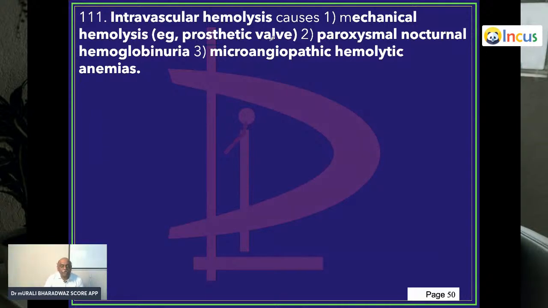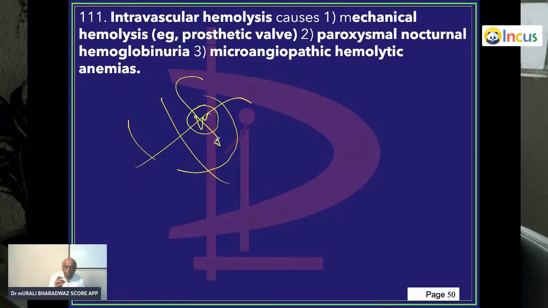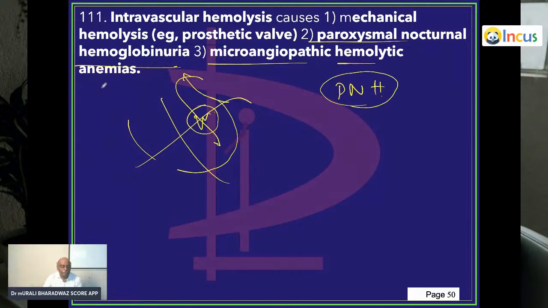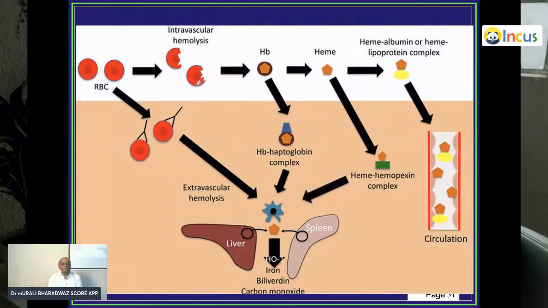So what leads to intravascular hemolysis? Any mechanical hemolysis, like when you have placed a prosthetic valve. Tomorrow after doing surgery on the patient, you place a mitral valve or aortic valve. Then when blood is passing, RBCs will be broken down by that. That leads to hemolysis. Where is it happening? Inside the vessel. Paroxysmal nocturnal hemoglobinuria, this you remember at least? What is paroxysmal nocturnal hemoglobinuria? We are going to discuss that. Then microangiopathic hemolytic anemia. All these three will lead to intravascular hemolysis.